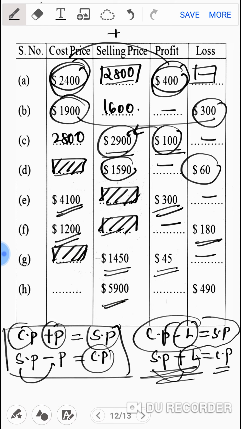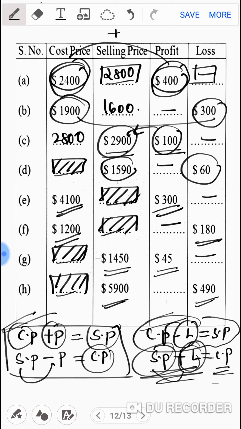Next is selling price is 5900 and loss is 490. So selling price plus loss will give you CP. You have to just follow these 4 basic formulas and your entire exercise will be done. CP plus profit will give you SP. SP minus profit will give you CP. CP minus loss will give you SP. And SP plus loss will give you CP.